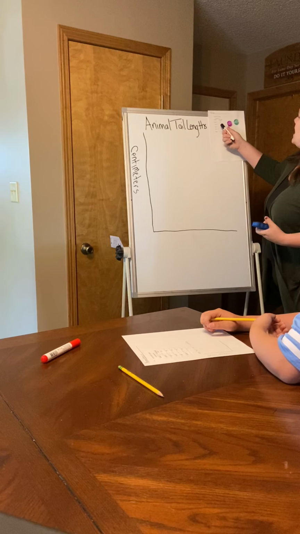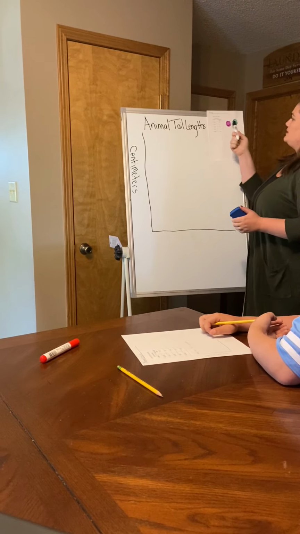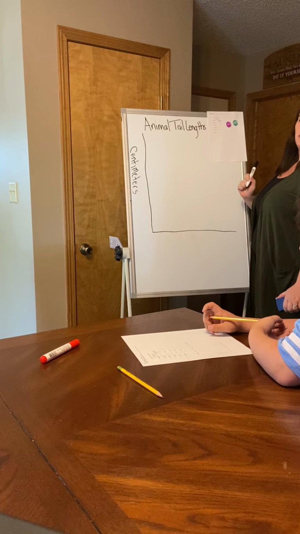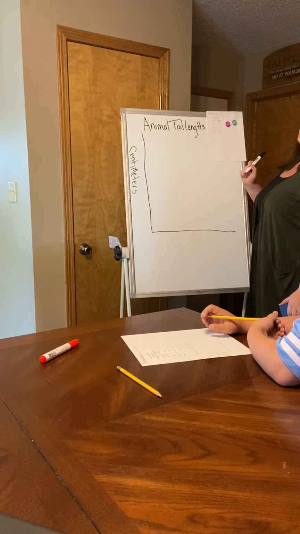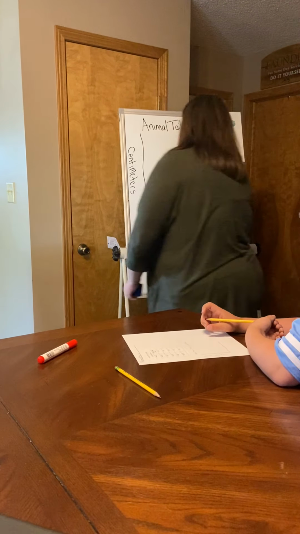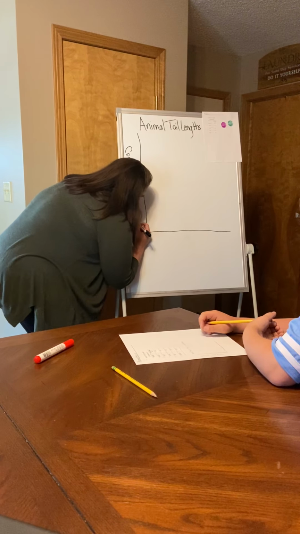Now we're going to look at our data chart. What is the smallest number that our data chart starts with? Lima? What number? 60. So what I'm going to do is I'm going to write a little dash right here, and I'm going to write 60.